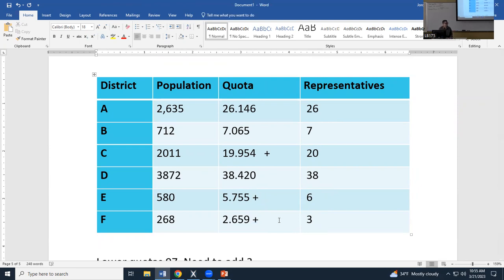Is that right? Is putting a little plus sign there enough to see what's going on? That's how I like to do it. Just so I know which ones I'm adding to and which ones I'm not.